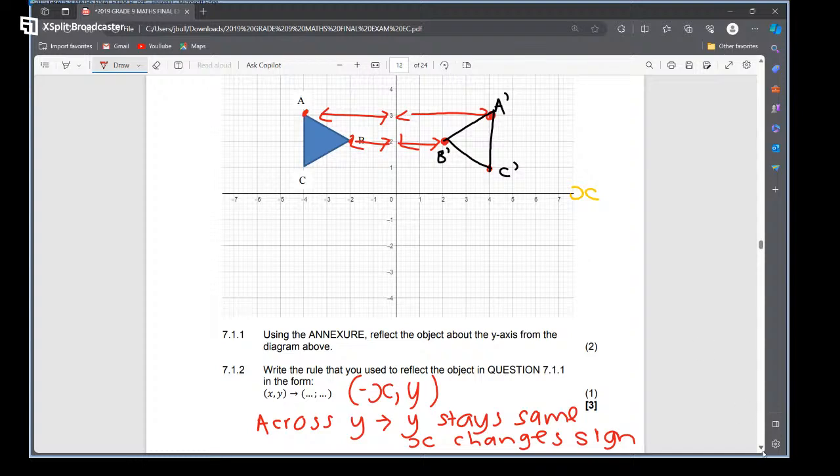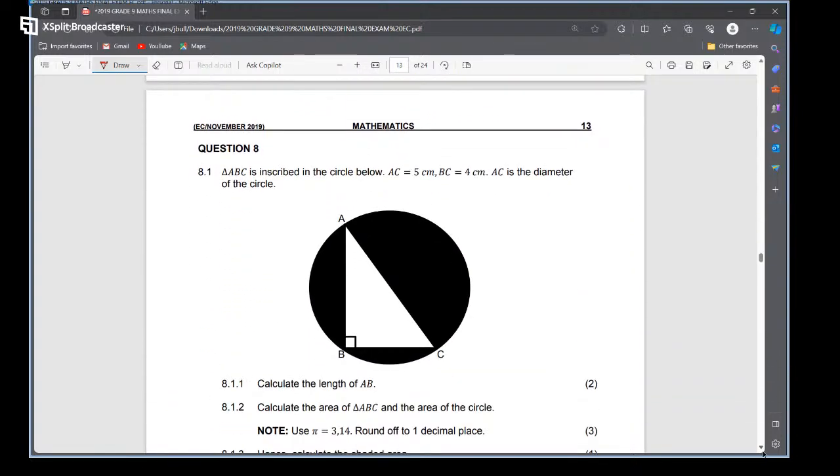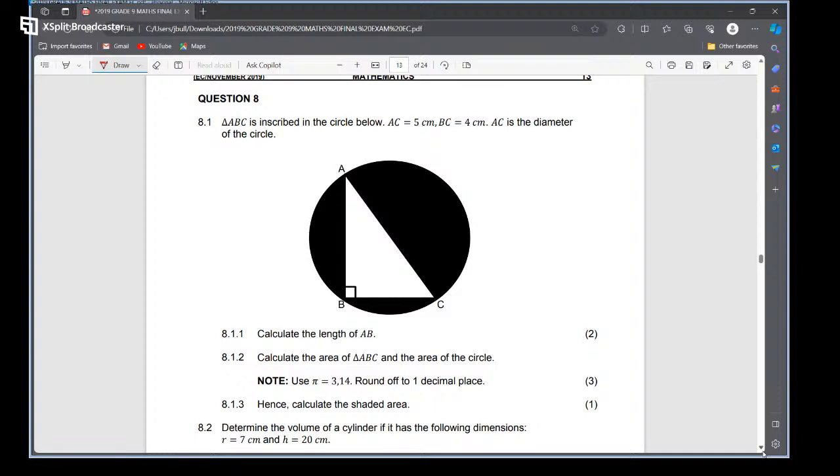If we look then at question 8, we have got a circle question here, and I think also a Pythagoras question. Okay, so they say triangle ABC is inscribed in the circle below. AC is 5 centimeters, so this line is 5 centimeters. BC is 4 centimeters. And then AC is the diameter of the circle.